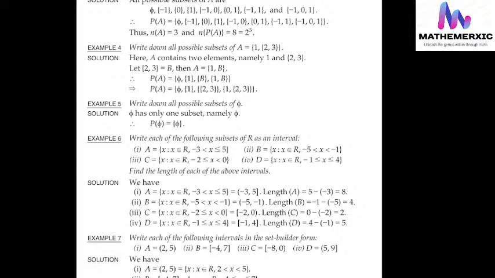So in this case, write down all possible subsets of A. A will be equal to {1, 2, 3}. Example number 4: write down all possible subsets of A. We have {1, {2, 3}}, and again our bracket is there. A contains two elements, namely 1 and this particular element. Let this be B, then A is having 1 comma B.